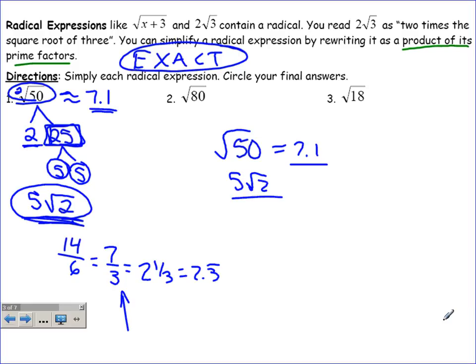It's not. This is an approximate answer. It's about 7.1, not exactly 7.1, right? Because your calculator kept going, right? You had to round that. Versus this is still the exact answer. No, it's approximately 7.1. It's actually a little bit less than 7.1, isn't it?